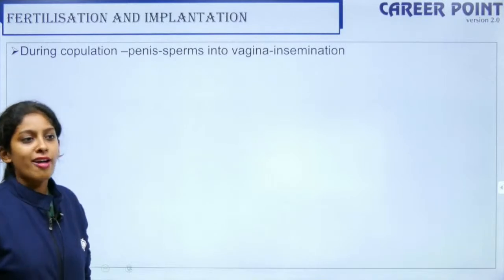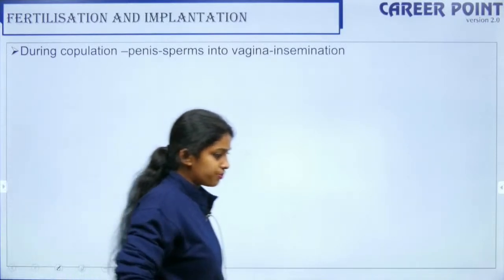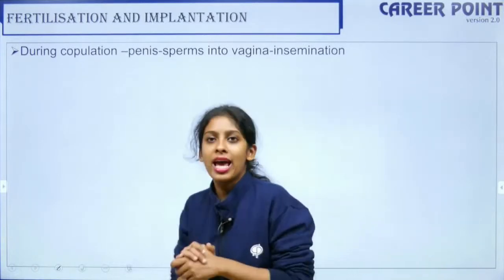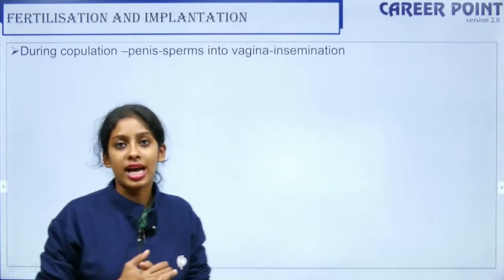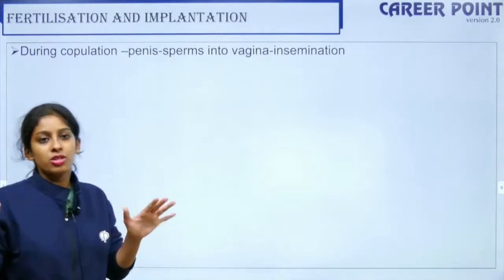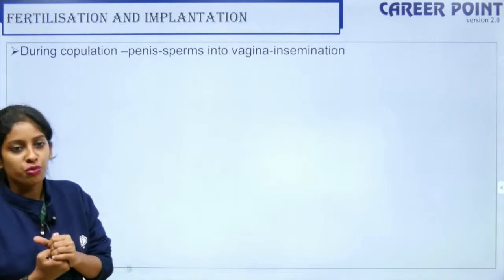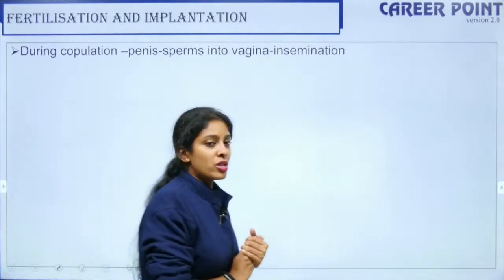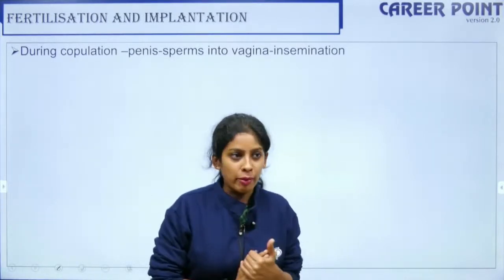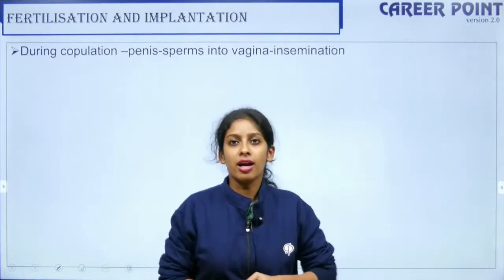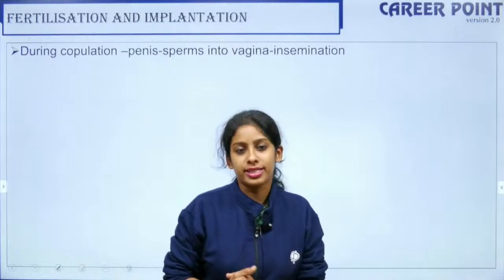Now we are going to talk about fertilization and implantation. Now that the male and female gametes are ready, and we have seen how they are designed, how does the actual process of fertilization take place? Though we have two gametes, they have to meet, and only then can fusion occur. So how are they going to meet?